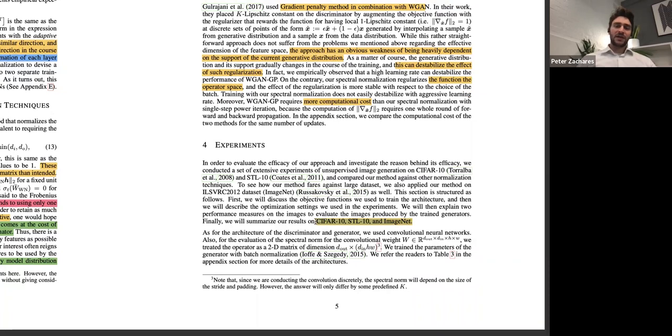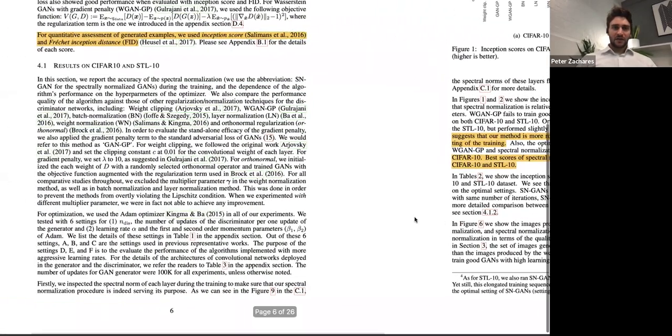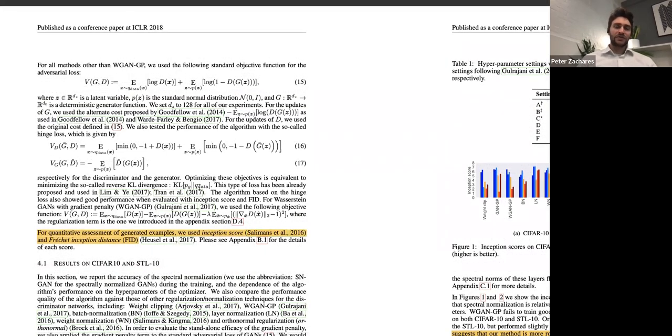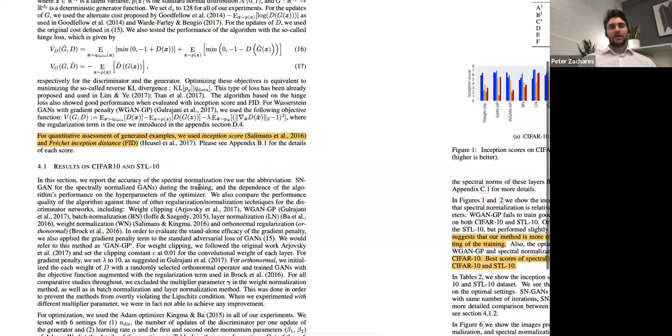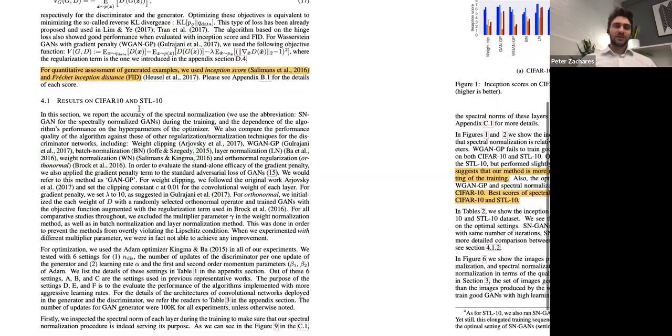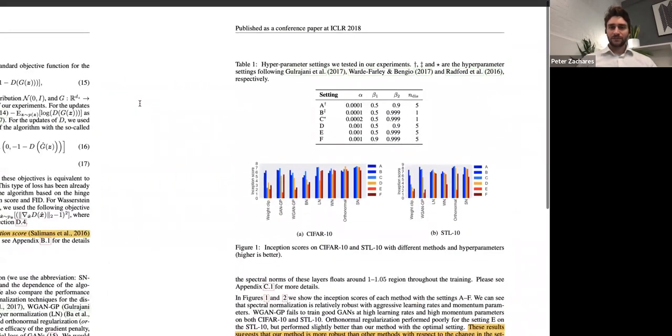I think both of those have 10 classes, and ImageNet, which has 1,000 classes. And I'm not going to go into the specifics of how they train each model. And then they first show the results on CIFAR10 and STL10. And you can see them over here.